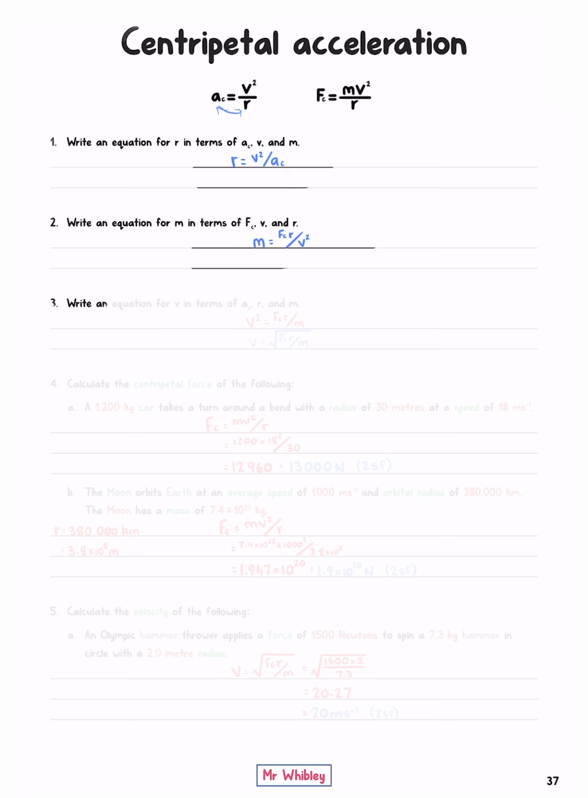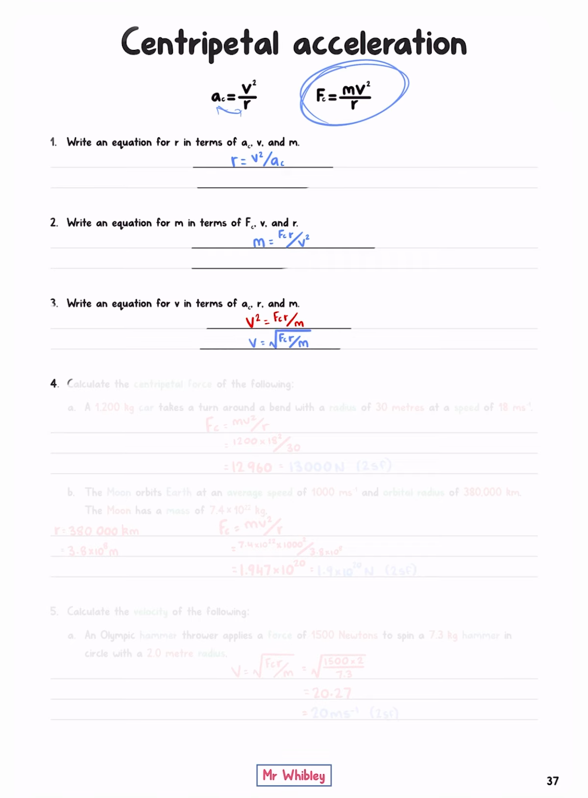Question 3. Write an equation for v in terms of AC, r, and m. Taking this equation here, we can first of all solve for v squared by multiplying both sides by r and dividing by m, and then square rooting both sides.